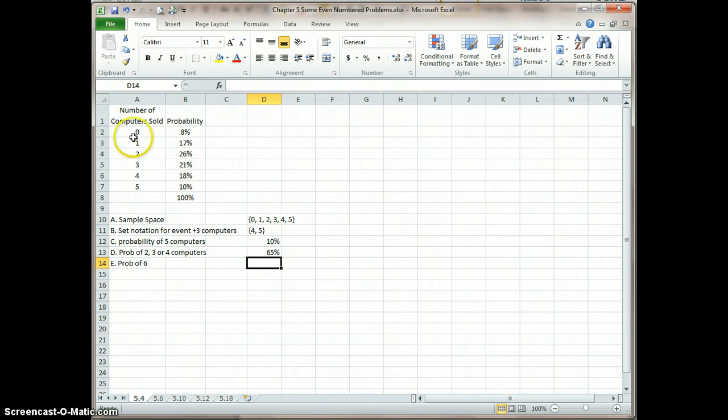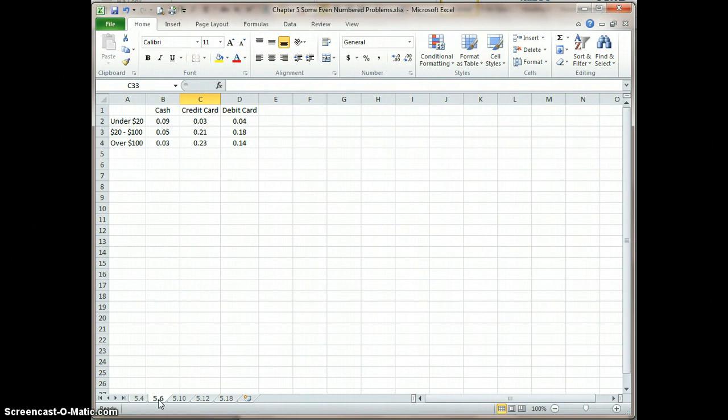And we don't see probability of 6 listed here, but we know that the probability of selling between 0 and 5 is 100%, which means the probability of 6 would be 0. So there'd be no chance of selling 6, because the sample set of 0 to 5 would be 100%. So that's it for 5.4.